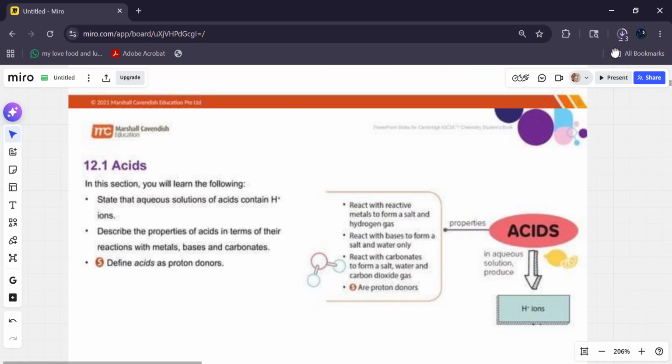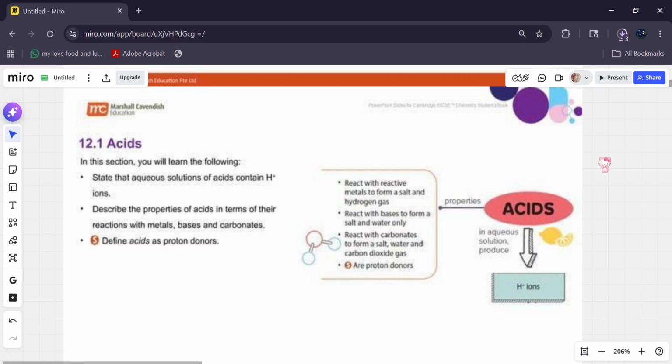Section 1. In this chapter, we're going to learn about alkalis and acids. And in section 1, we talk about acids. In this section, we're going to learn about acids that contain the hydrogen ion, the H+ ion, and describe the properties of acids in terms of their reactions with metals, bases, and carbonates, and also define acids as proton donors.